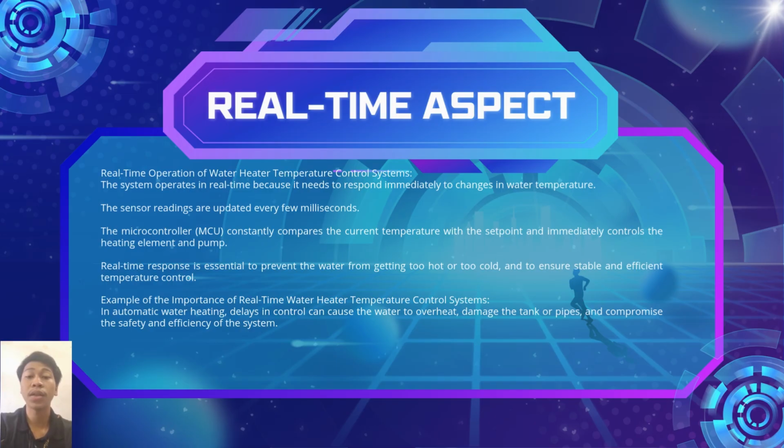For example, on the importance of real-time in a water heater temperature control system in automatic water heating, delays in control can cause the water to overheat, damage the tank or pipes and components, and compromise the safety and efficiency of the system.